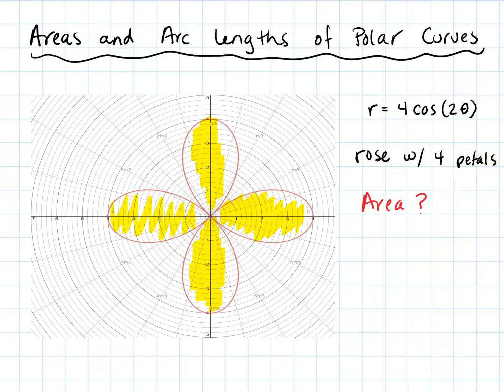Or maybe we wanted the arc length, the length of that actual curve as it goes around and around. What if we wanted the arc length of this polar curve, or maybe just the arc length of 1 petal? Right? Or 2 petals. So how do we do that? And that is, again, taking 2 concepts that we've already talked about at great length and applying them to our polar curves. So how are we going to do that?